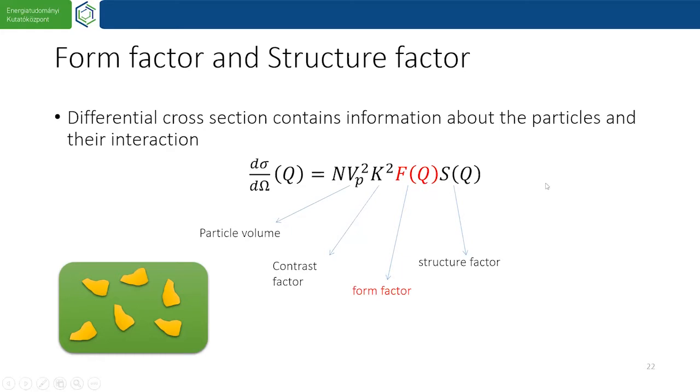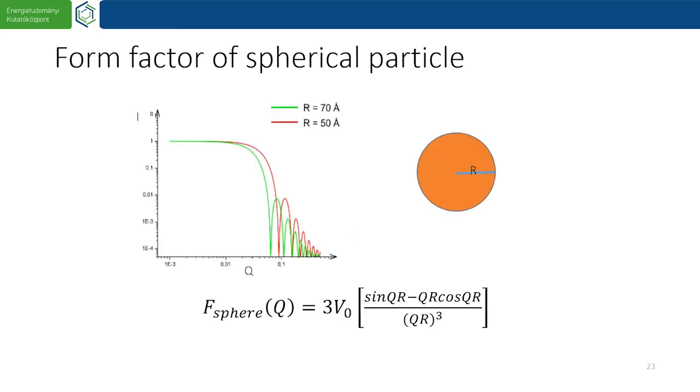So for the next 2 minutes, we forget about the structure factor, and we just assume that it is unity, so it is equal to 1. So the scattering cross-section is proportional to the number density, to the contrast squared, and to the form factor. So the form factor, how does it look?